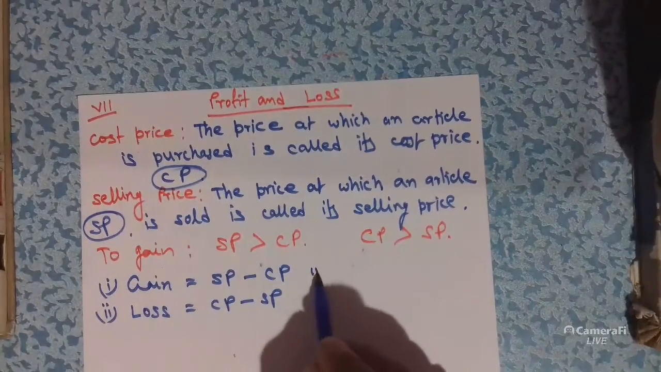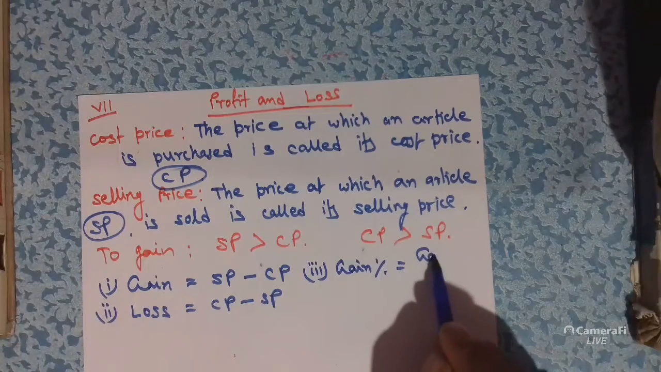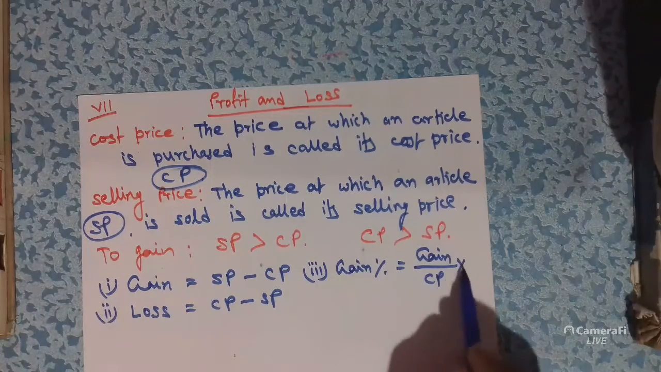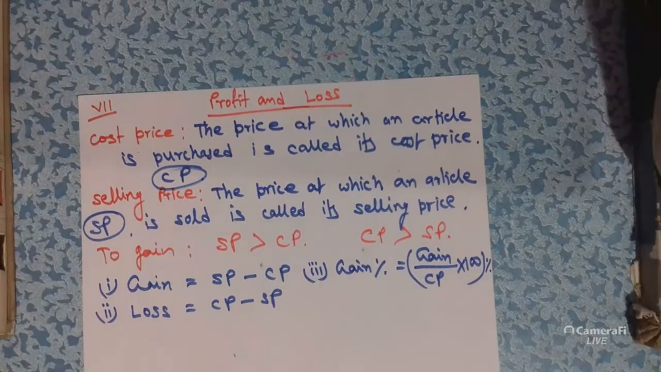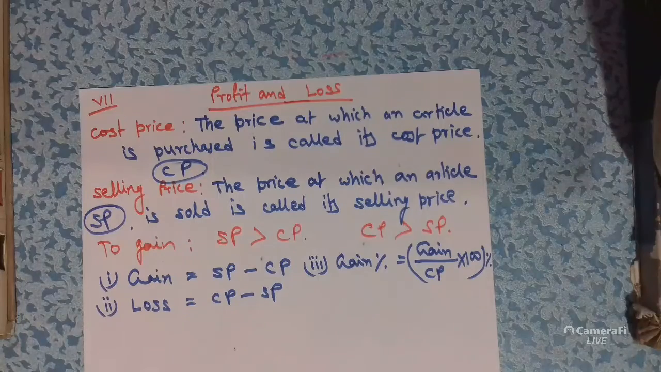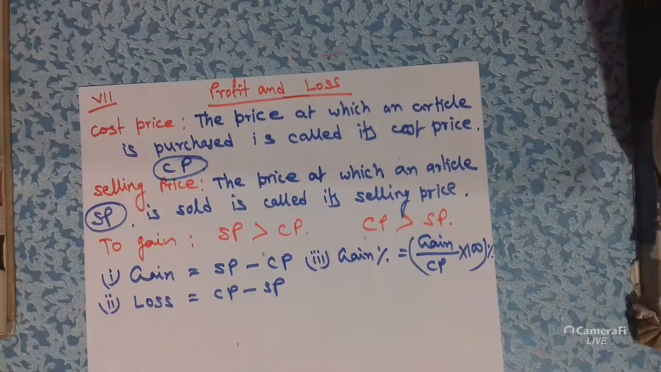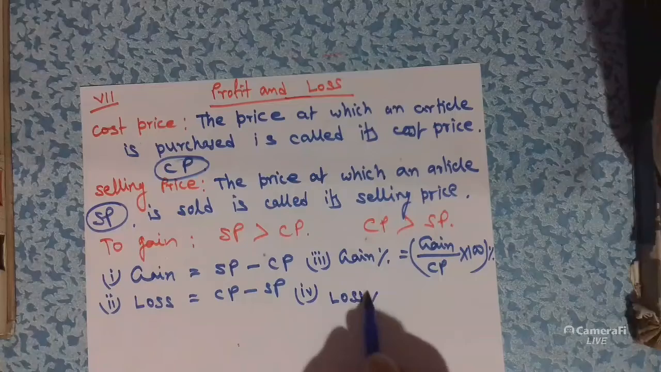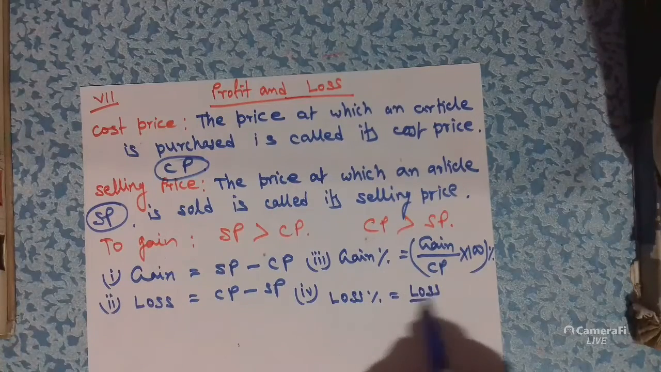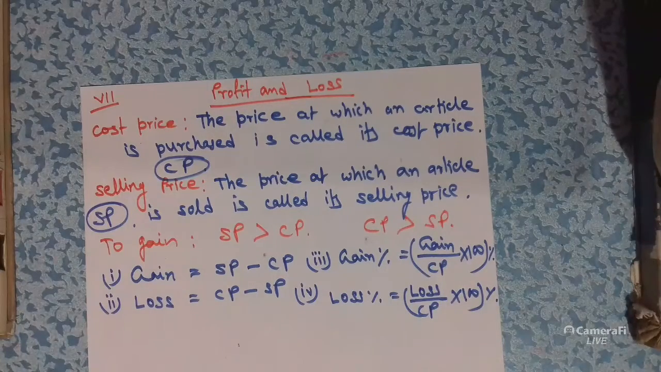Now gain percent is equal to gain by CP multiply 100%. To find gain percent, we have to write gain by CP multiply 100%. Similarly, when we have to find loss percent, then loss by CP multiply 100%. So to find loss percent, we have to write loss by CP multiply 100.